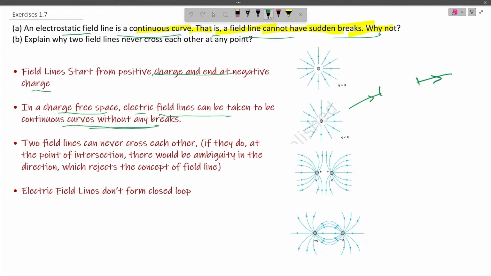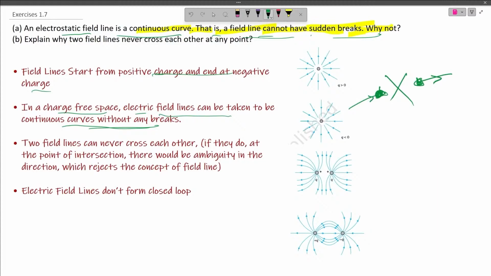So this is not practically or physically possible because charges cannot disappear. The force cannot disappear on a charge over here if the charge particle is over here, and it can't disappear and reappear over here. So a break in the field would imply an undefined or infinite electric field, which is physically impossible. So that is the reason why electric field lines are continuous curves without any breaks.